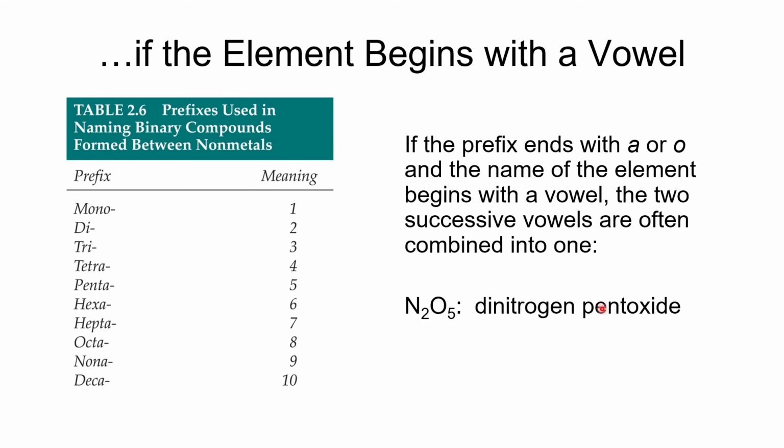Now, there's one other little detail here. If the prefix ends with an A or an O, and we've got a bunch of them over here, mono, tetra, penta, hexa, as we go down that list, and the name of the element begins with a vowel, mostly oxygen, then the two successive vowels are combined into one. So this is called dinitrogen pentoxide. You'll notice how the A on penta was dropped. So you wouldn't call it dinitrogen pentaoxide, you just call it dinitrogen pentoxide.